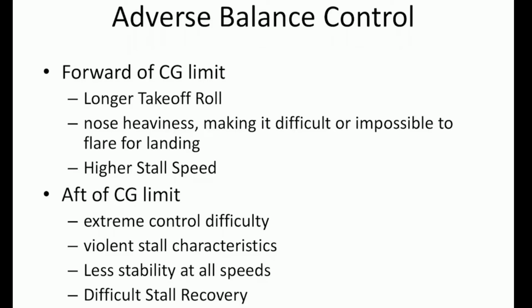When we look at the effects of a more forward CG, so if the aircraft has a CG that's forward of the limit, here's some things that you can have issue with. So longer takeoff run, real heavy nose, and you'll have a really high stall speed. If the CG of the aircraft is aft of the limit, you're going to have some extreme control difficulties. It's going to be really hard to control the airplane. It's going to be really violent if the airplane stalls, and it's going to be less stable at all speeds and really difficult to recover from a stall. So just remember, aft of the CG limit, it's going to be really, really hard to control the airplane.